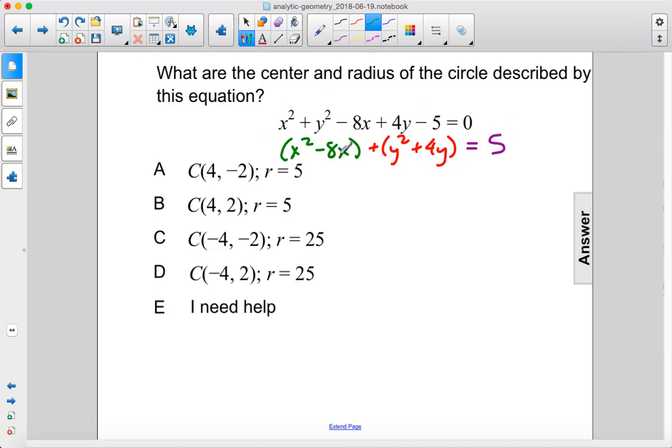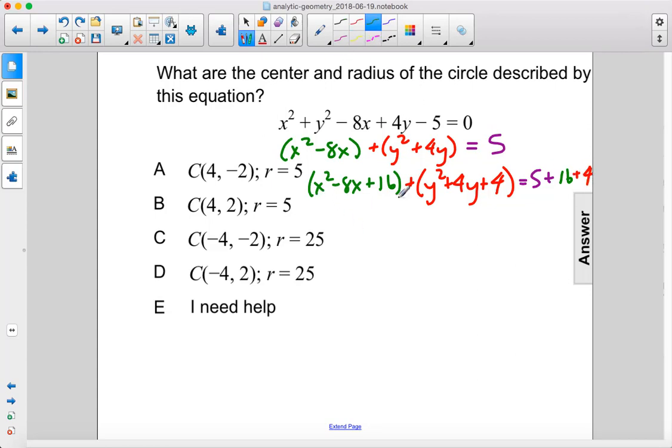All right, first we'll complete this square. So x squared minus 8x plus what? So 8 divided by 2 is 4. 4 squared is 16. Now we'll complete the square here. y squared plus 4y plus 4 divided by 2 is 2. 2 squared is 4. And we still have 5 over here, but now we also have to add 16, and we have to add 4.